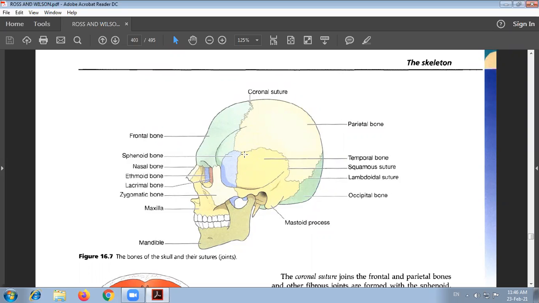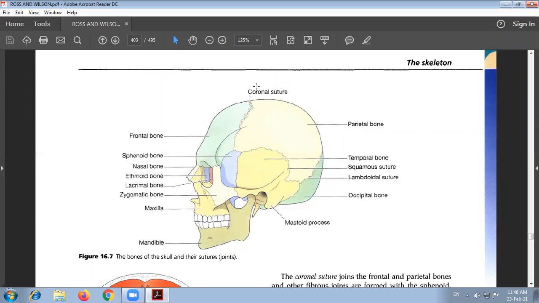Then the suture which joins the parietal bone and the temporal bone is the squamous suture. This is the lambdoidal suture, which joins the parietal and occipital bone. So these sutures are immovable. They do not move. They are immovable joints so that our skull, our cranium, remains intact and protection of the brain takes place. Below the frontal bone there is a sphenoid bone. Here you can see the blue color. This is the sphenoid bone.